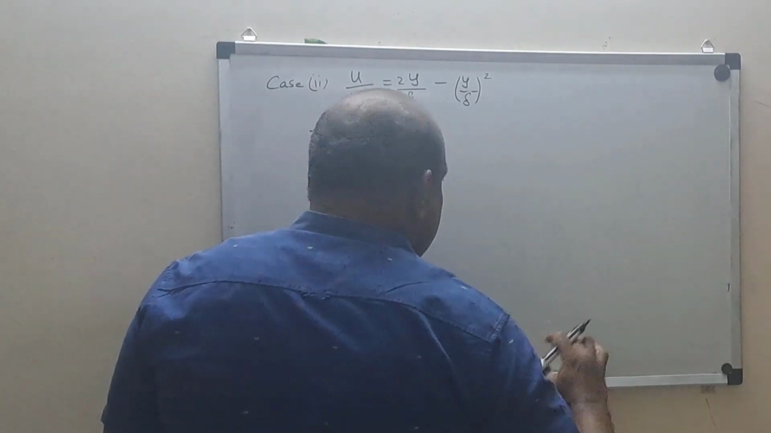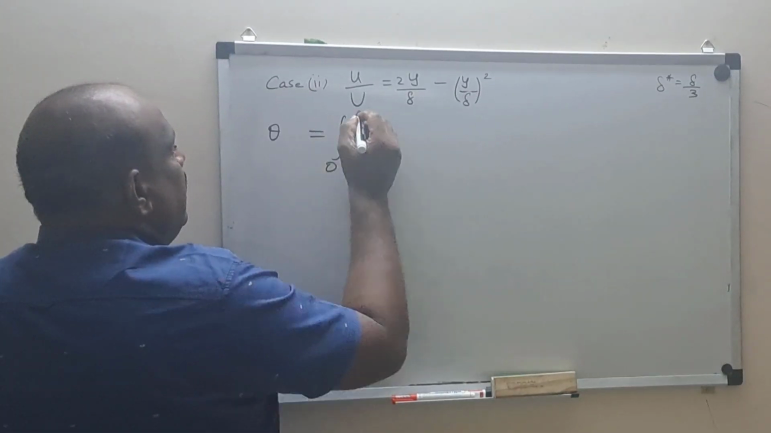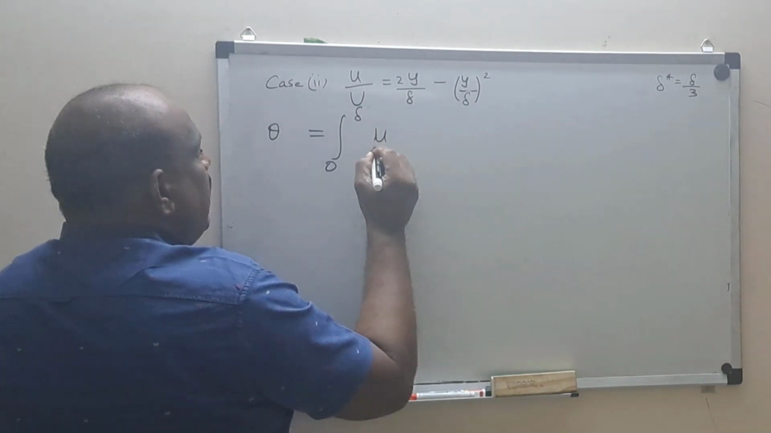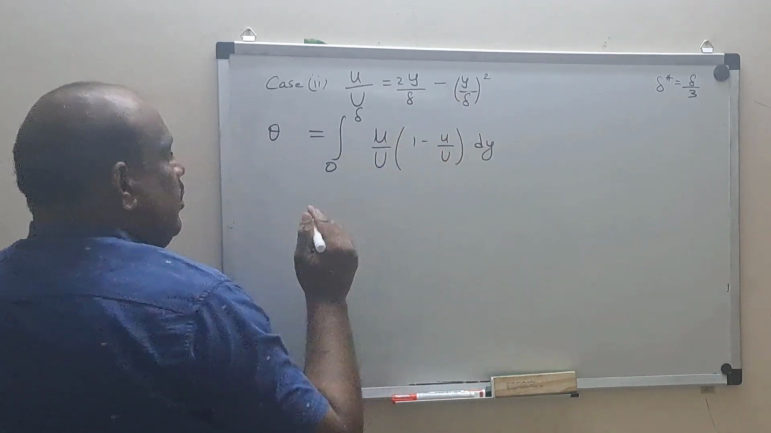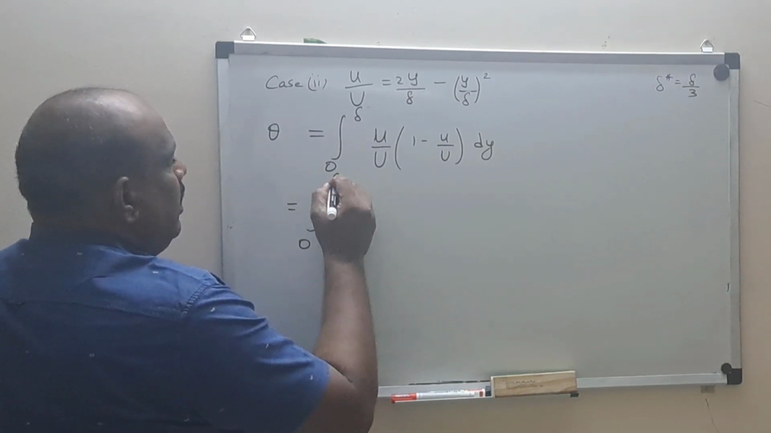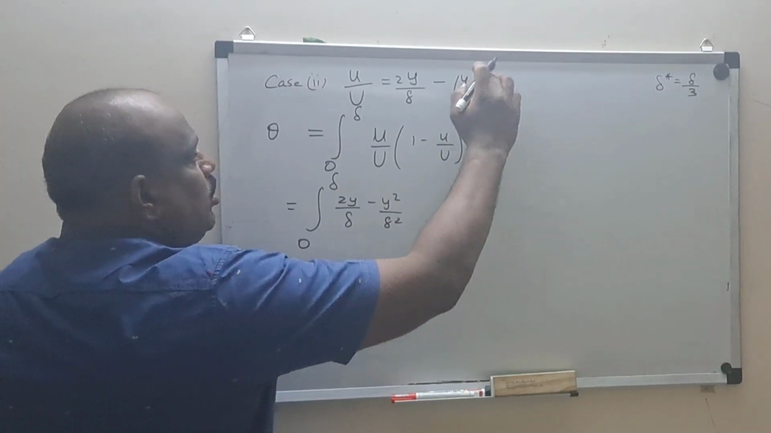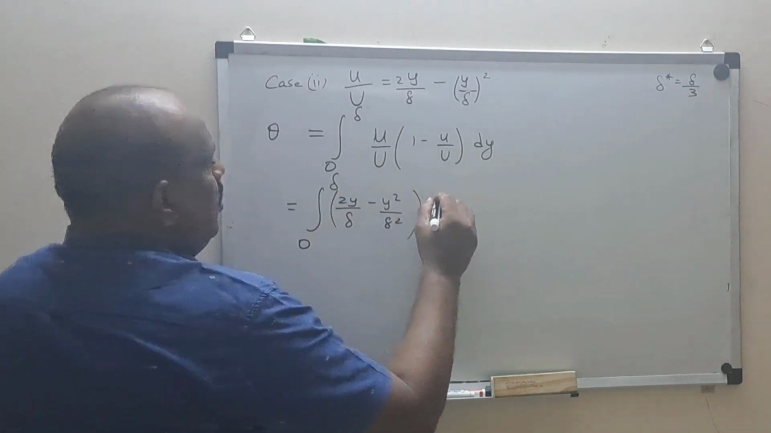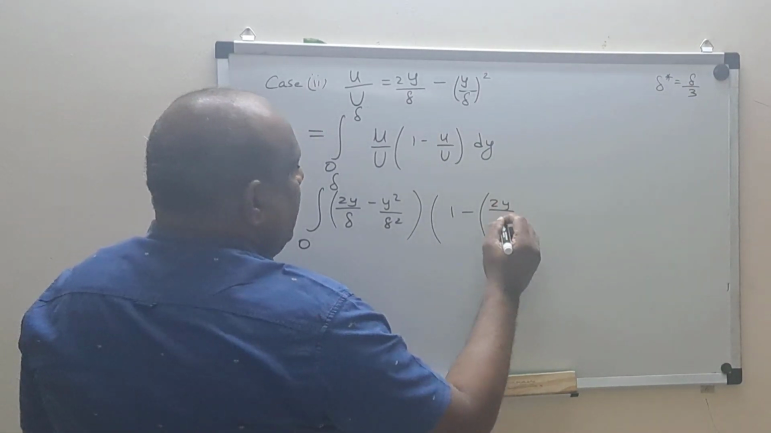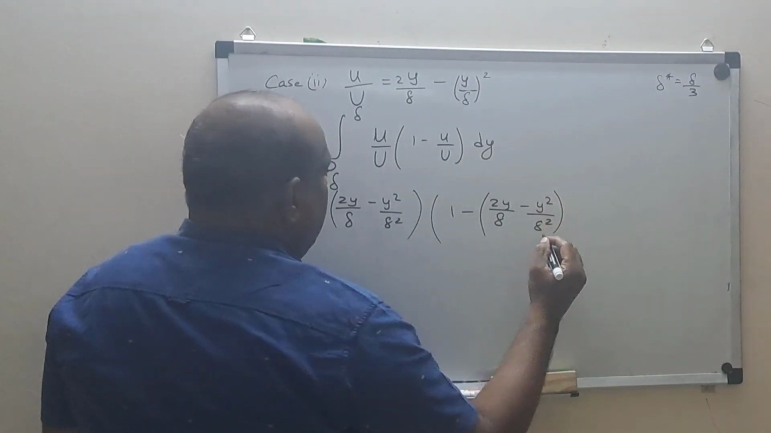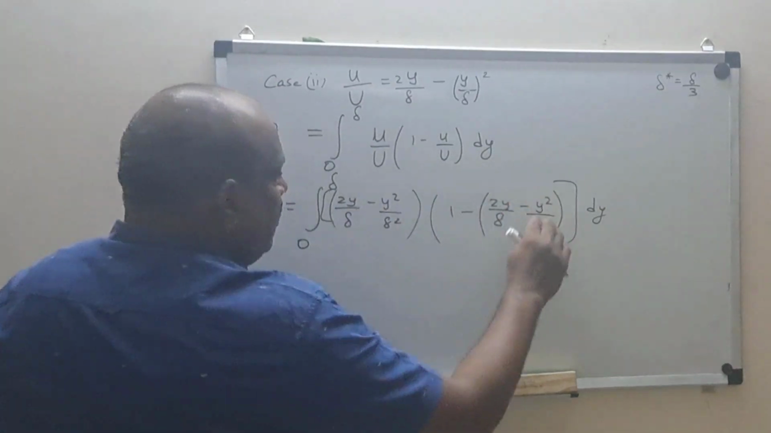So I will write the answer here. Delta star equals delta by 3. Now theta equals what? Integral from 0 to delta of u by U into 1 minus u by U, dy. Don't worry, just substitute the value, but do it carefully. Integral from 0 to delta of 2y by delta minus y squared by delta squared, into 1 minus, and don't forget to put the bracket because it is common to the entire u by U, 2y by delta minus y squared by delta squared, dy.